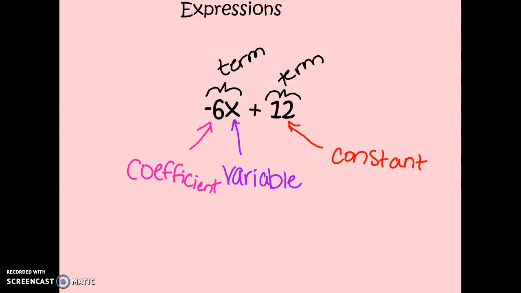Okay, so now that we've got all of these labeled, oh, and one more thing I forgot to label. Of course, I think you guys would already know what this is. This is our operation. There's also another operation between the coefficient and the variable, which is multiplication. So it does have two operations in this one expression.